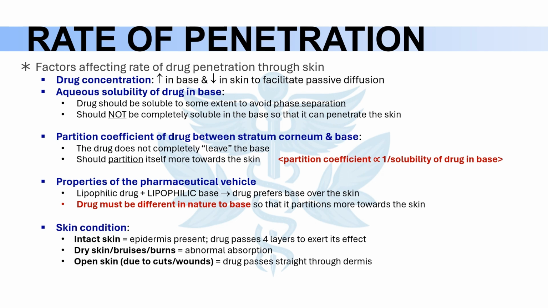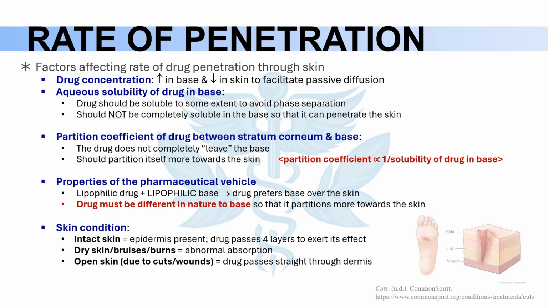So we talked about the drug's properties and the base's properties, but what about the skin? If the epidermis is present, that means that our skin is normal and intact, and upon application to the skin, the drug would need to pass the 4 layers of the epidermis to exert its effect. If our skin is not healthy, for example, it's dry, bruised, or burned, drug absorption would be abnormal. Note that when I say dry skin, I mean severely dry skin. The skin cracks and bleeds due to a lack of moisture retained in the stratum corneum, okay?